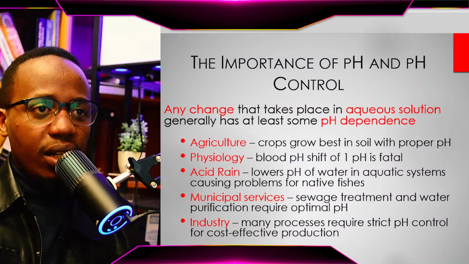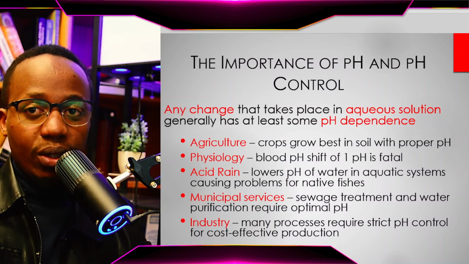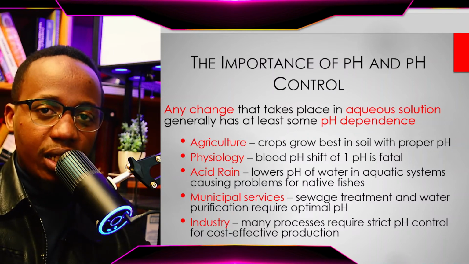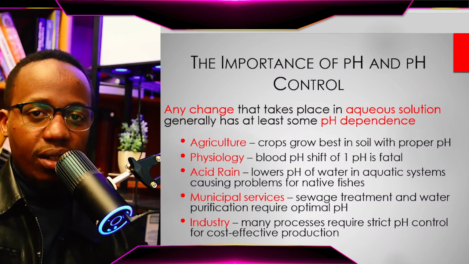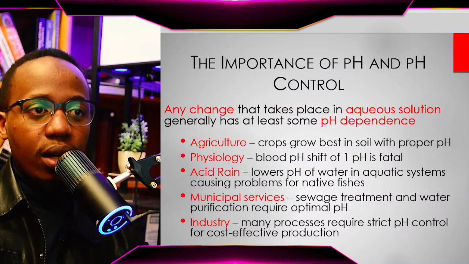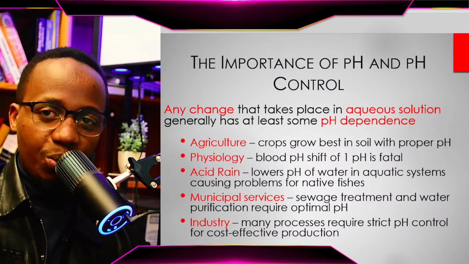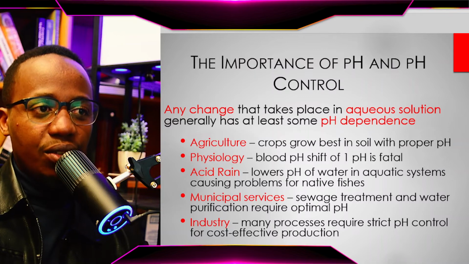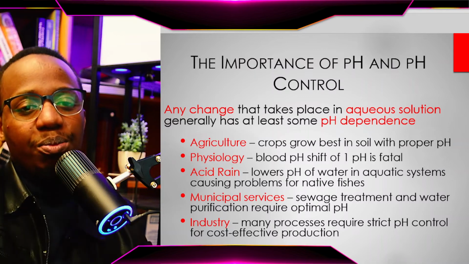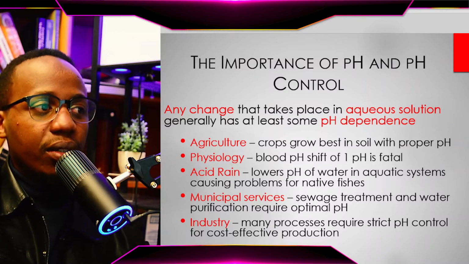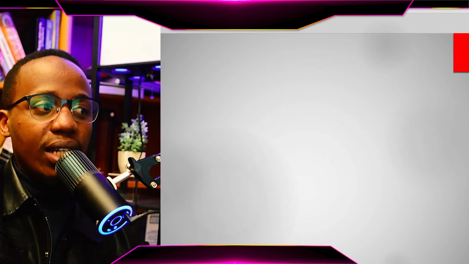Acid rain is a big problem because it's acidic and it lowers the pH, and fish and soil suffer because of that. Sewage system and water and all that stuff, you need to use proper pH. And in industry, we also use a lot of pH measurements. All right, so I think that's enough about pH, and let's talk more about some reactions involving acids and bases.